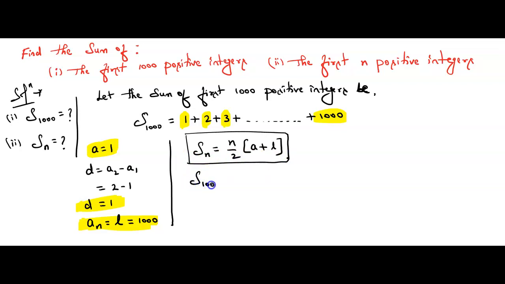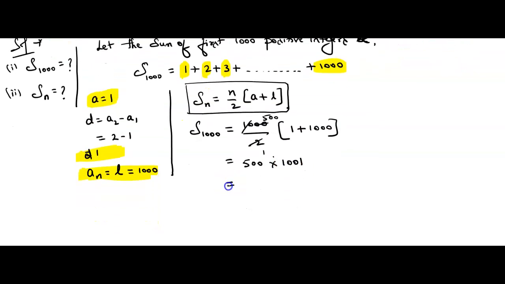Now we are finding the sum of 1000 terms. So the n value is 1000, that is 1000 by 2 into the first term 1 plus the last term, which is 1000. Now we can see here 2 ones are 2, 2 fives are 10, and these 2 zeros will be multiplied here. That is nothing but 500 into 1000 plus 1, that is 1001. If you multiply 500 and 1001, you will get the answer 500500. If you want, you can cross check. So this is the sum of the first 1000 terms.